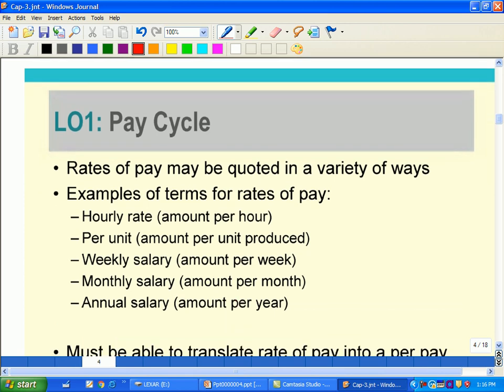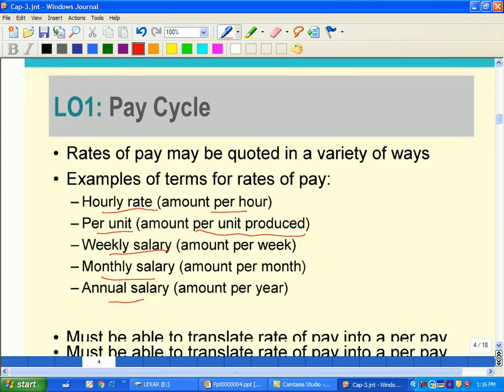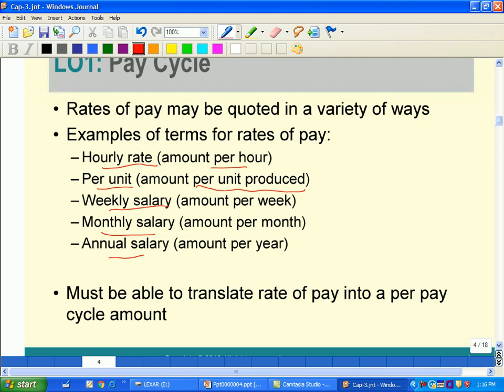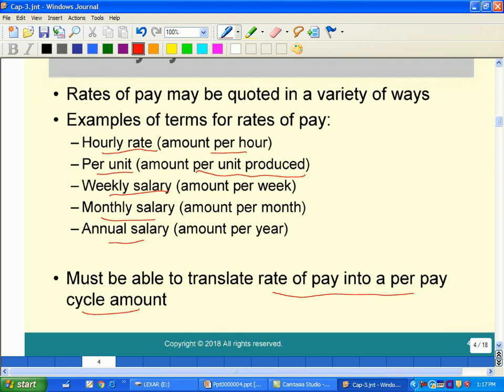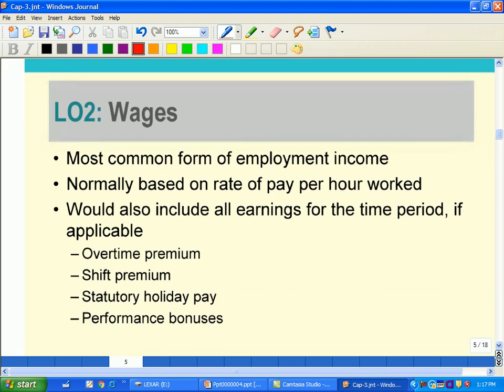Now, rates of pay may be quoted in a variety of ways: it could be an hourly rate, an amount per hour, per unit of production, piece rate kind of things, weekly salary, monthly salary, and annual salary. You are familiar with these. All of these must be translated into a per pay cycle amount. Normally when the organization decides, they do not change this. Mostly it is a monthly payroll or biweekly, and sometimes in production facilities it is weekly.